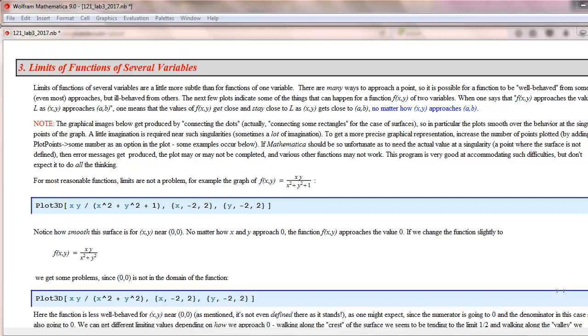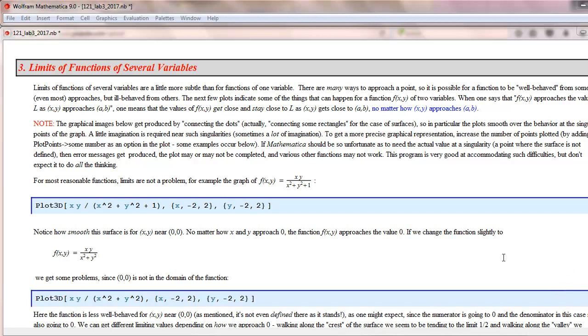In this section of the lab, we're going to explore limits of functions of several variables. And for the purposes of our discussion, we're going to restrict ourselves to functions of two variables, like f of x, y. Now, the reason why limits in this realm are a little bit more challenging is that we can approach a point from essentially infinitely many directions. And in order for the limit to exist, we need that limiting value to be the same no matter how we approach a particular point (a, b).